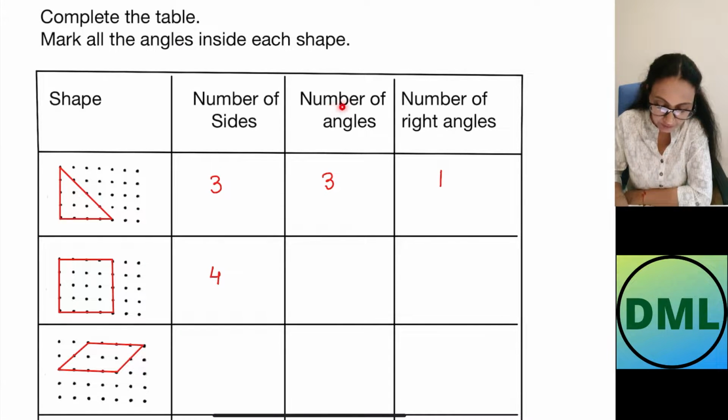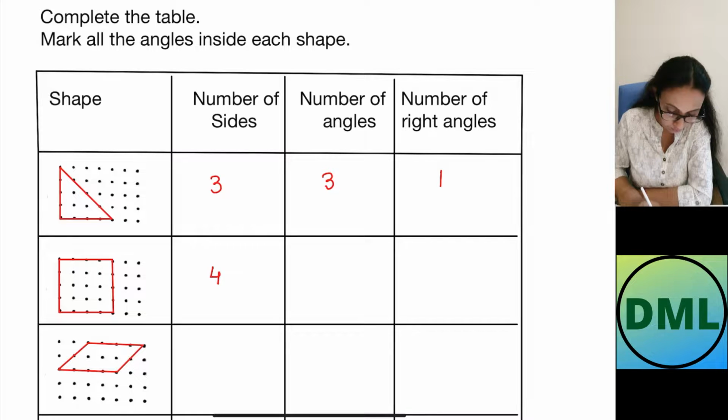I need to calculate the number of angles. How many angles are there? 4, right? 1, 2, 3 and 4 angles are here. Let's write down the value here.